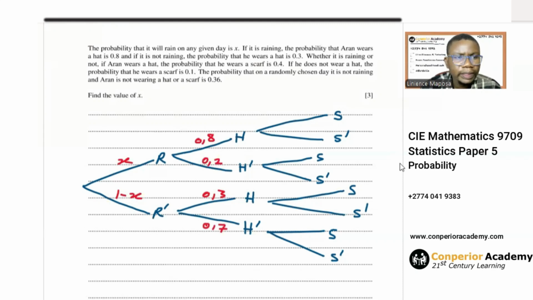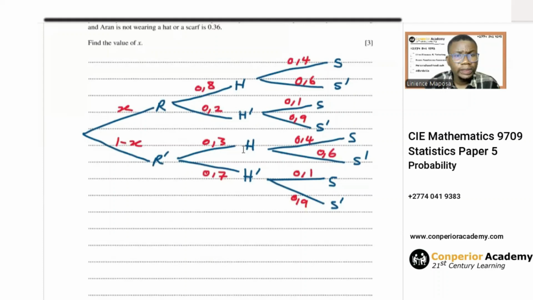Okay, it says whether it is raining or not, if Aaron wears a hat, the probability that he wears a scarf is 0.4. So on both occasions that he wears a hat, the probability of wearing a scarf is 0.4. So 0.4 here, 0.4 there. That means this will be 0.6. This here will be 0.6. If he does not wear a hat, then the probability that he wears a scarf is 0.1. So this is 0.1. This is then 0.9, and this is 0.1, and this is 0.9. Okay, so this is our tree.